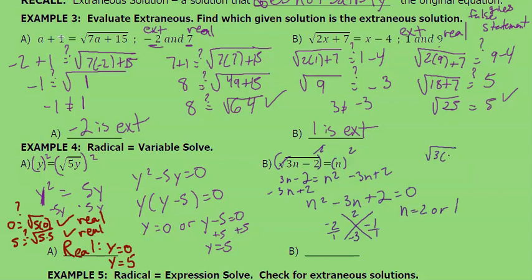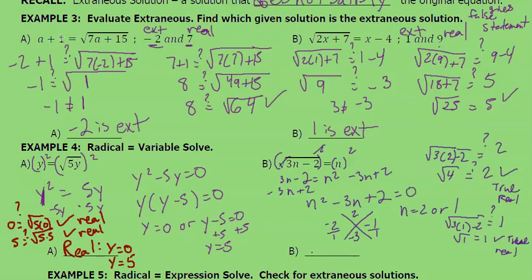So 3 times 2 minus 2, is that equal to 2? Is the square root of 4 equal to 2? Yes, so that's true. Real. Okay, let's plug in 1. The square root of 3 times 1 minus 2, is that equal to 1? The square root of 1 does equal 1, so that's also real. So we have two real solutions here, at n equals 1 and n equals 2.